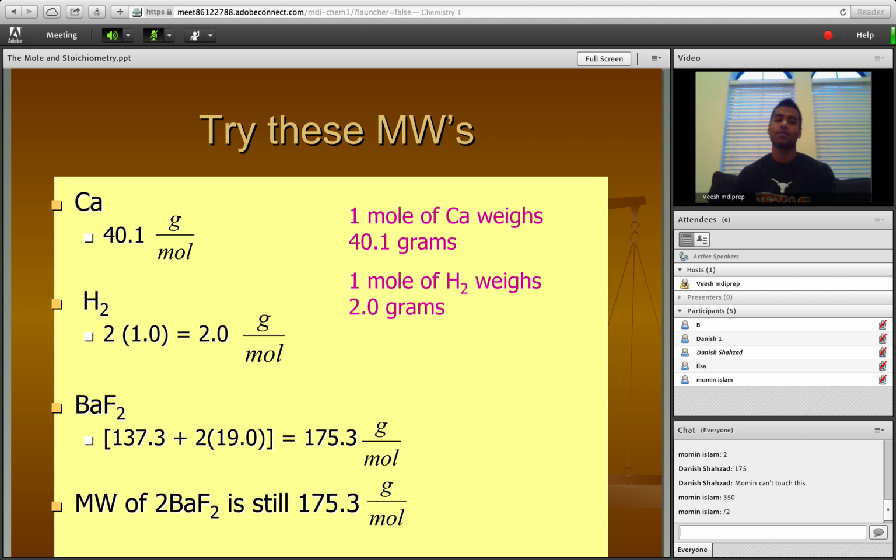Yes, it's 350. But if we're just talking about the molecular weight, that doesn't depend on the object. It's just per 1 mole every single time. Even if it's 50 BaF2, the molecular weight will still be the same. What would be different is the actual mass of that object. So sorry about that.